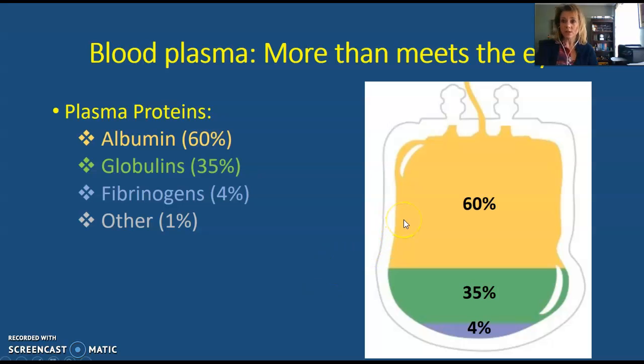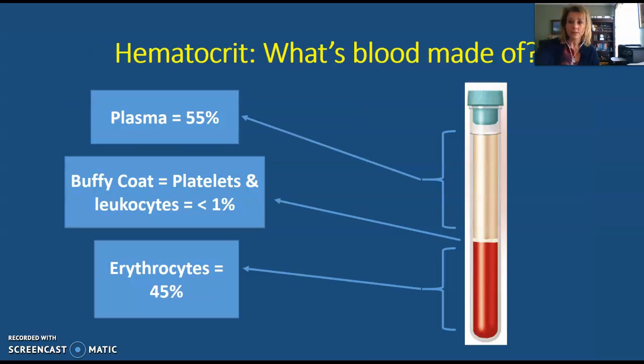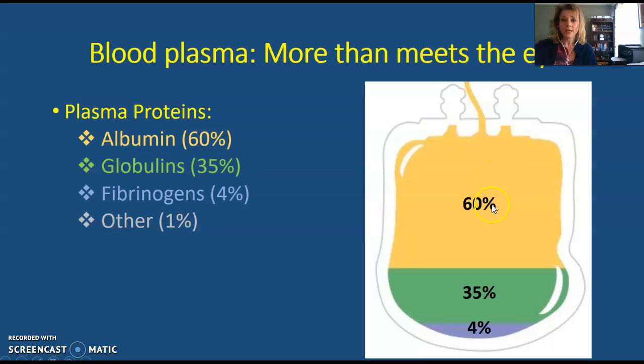And then if we look at just the plasma itself, which was that very top portion of the tube that we saw on the previous screen, that is this portion right here, then we're looking at the protein concentration of that blood plasma. So the blood plasma is made up mostly of albumin, that's about 60%, globulins, which are 35%, and then fibrinogens, which are 4%. And then, of course, there are some other things too that don't occur as often, or they're not as abundant.